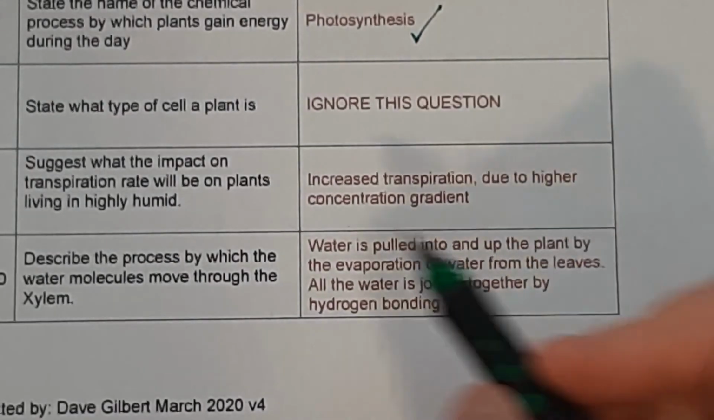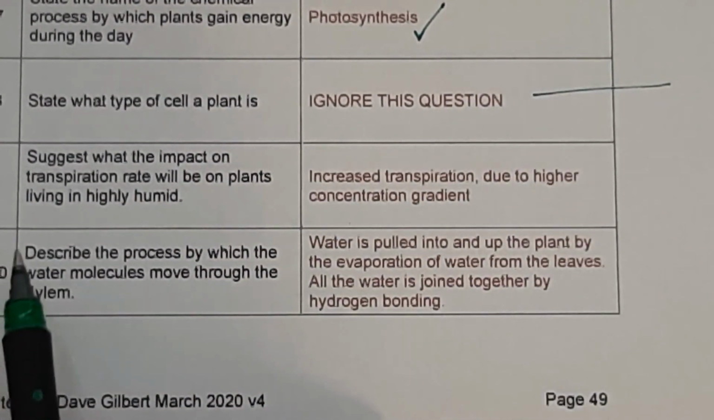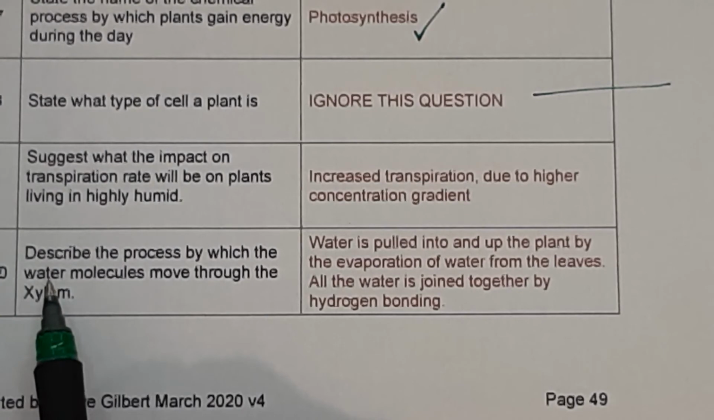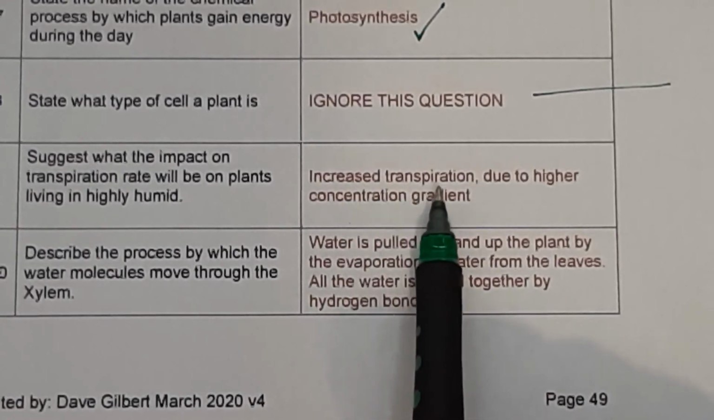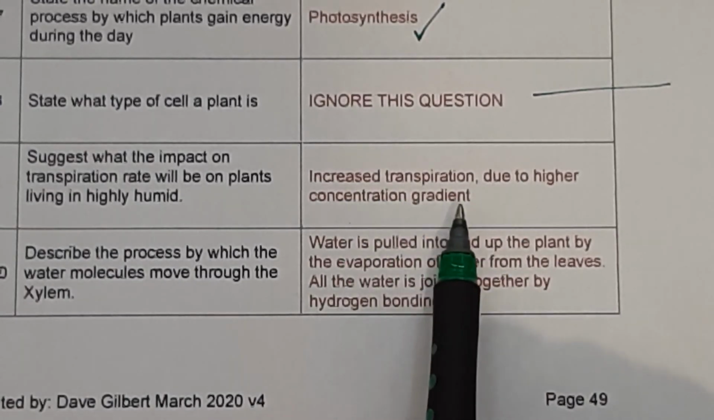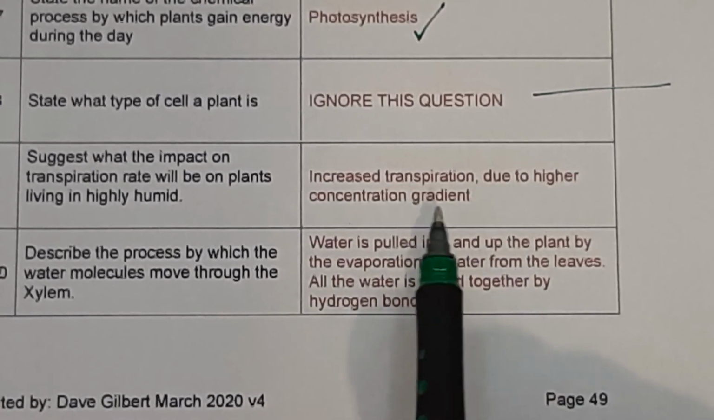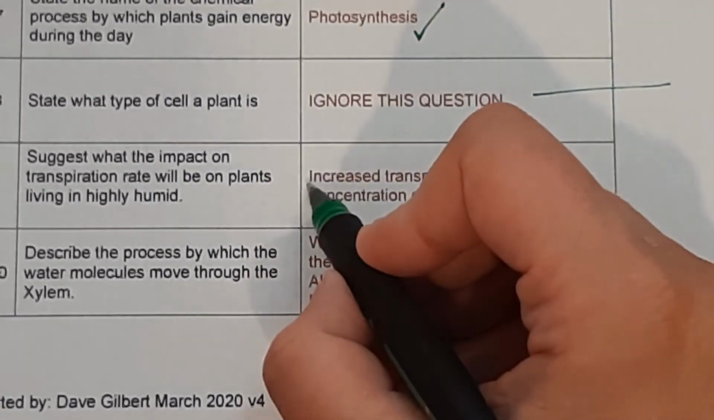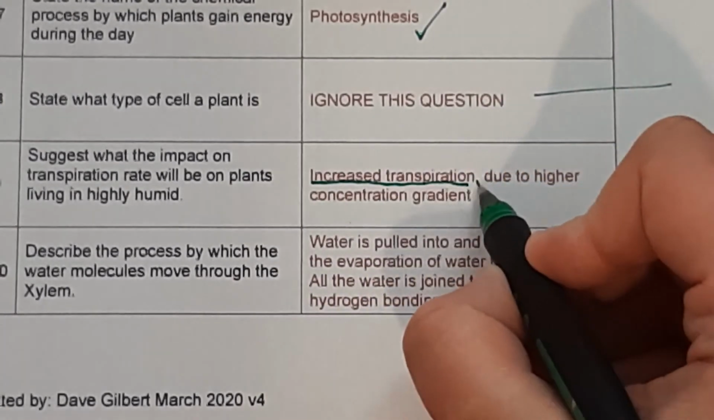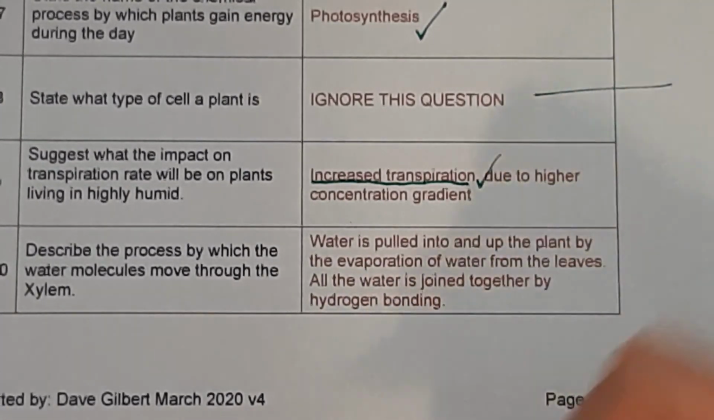Question 9. Suggest what the impact on transpiration rate will be on plants living in high humidity. So we discussed this. Increased transpiration due to a higher concentration gradient. So that's not really much of an answer, actually. So they're going to have increased transpiration. If you said they're going to have lots more transpiration, that's definitely worth a mark.